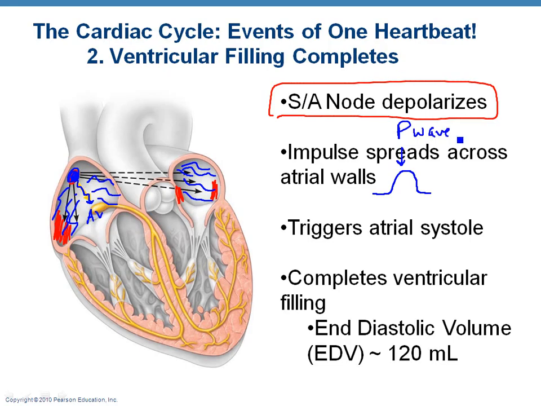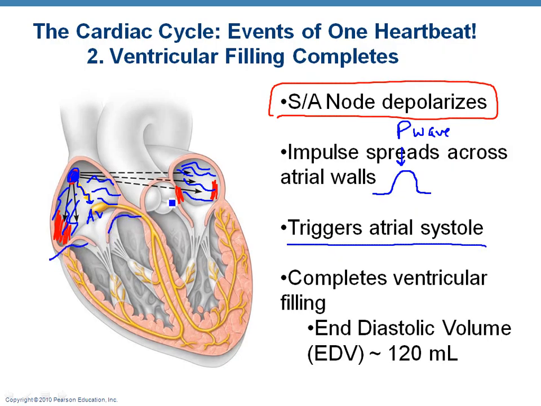Okay, once that happens, that impulse, that depolarization then spreads throughout the cardiac muscle cells or muscle fibers in both your right and your left atrium. That stimulates them to contract, so that actually triggers atrial systole, atrial contraction. And y'all remember that impulse is delayed. It spreads across the atria, but it's separated from the ventricles.